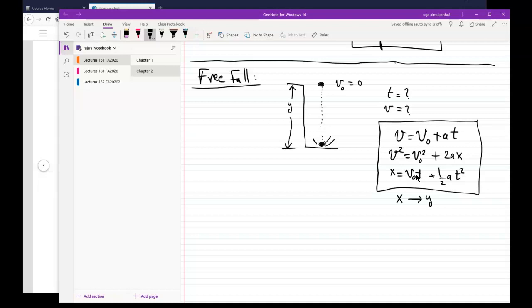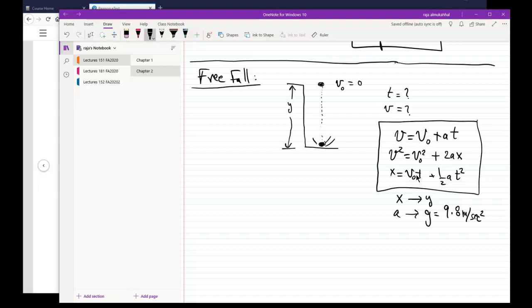while the object is falling, it has a constant acceleration, and this acceleration we refer to as the acceleration due to gravity. So A here, we call it G, small letter g, and this g has a constant value on the surface of the Earth, or at sea level, and it's equal to 9.8 meters per second squared. We always use this number for acceleration due to gravity.